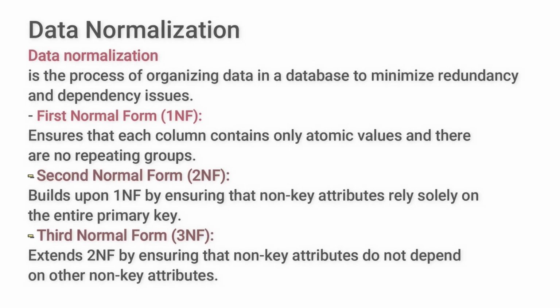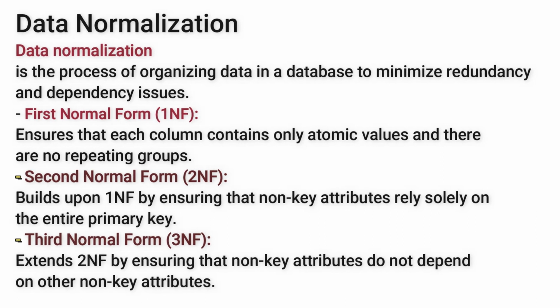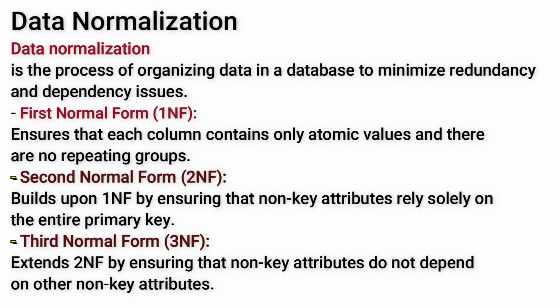Data normalization. Data normalization is the process of organizing data in a database to minimize redundancy and dependency issues. First normal form, 1NF, ensures that each column contains only atomic values and there are no repeating groups. Second normal form, 2NF, builds upon 1NF by ensuring that non-key attributes rely solely on the entire primary key. Third normal form, 3NF, extends 2NF by ensuring that non-key attributes do not depend on other non-key attributes.